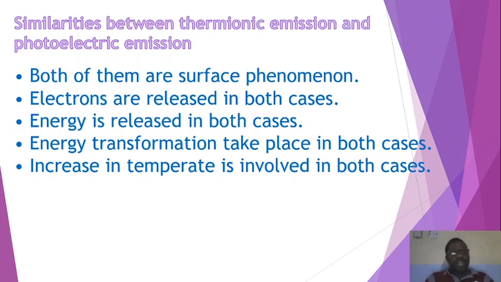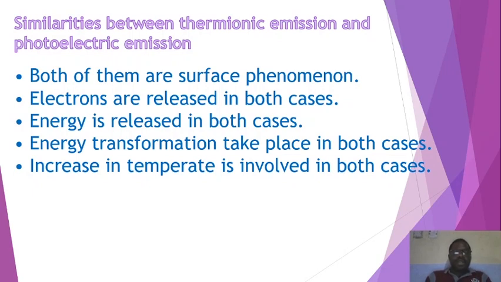Now, we look at the similarities between thermionic emission and photoelectric emission. Photoelectric emission is another type of emission we are going to discuss in due course; it's one of our topics later in the term. Number one, both thermionic emission and photoelectric emission are surface phenomena. That means they always take place at the surface. Thermionic emission takes place at the surface of a metal, and photoelectric emission takes place at the surface of a metal. So they are both surface phenomena.